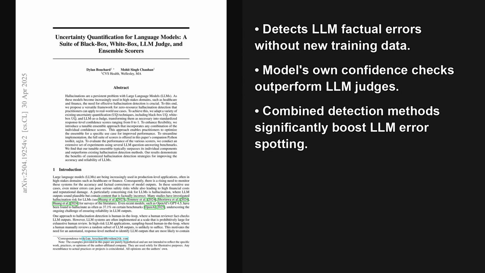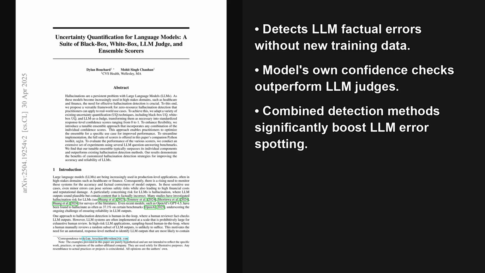It's called Uncertainty Quantification for Language Models, a suite of black box, white box, LLM-Judge, and Ensemble scorers. This research tackles the persistent problem of LLM hallucinations, basically when these models make things up. The authors propose a versatile framework for zero-resource hallucination detection, which means spotting these errors without needing extra labeled data.